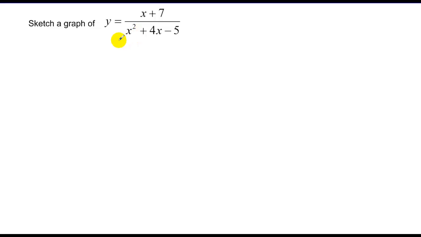So in this example, we go through the same process. We set y equal to 0.